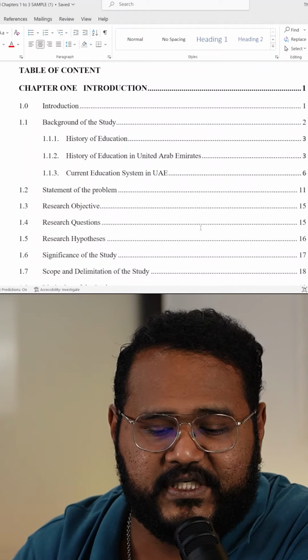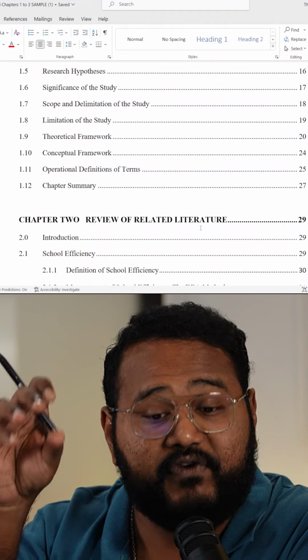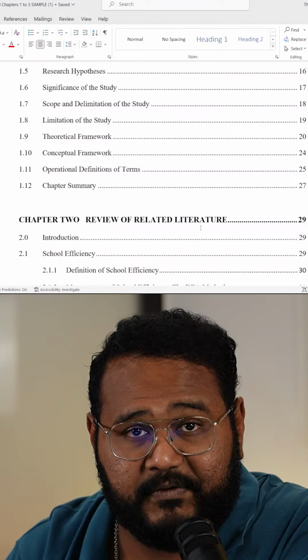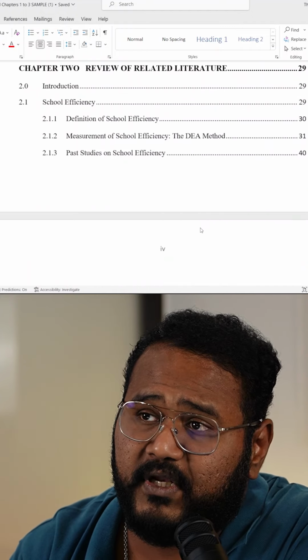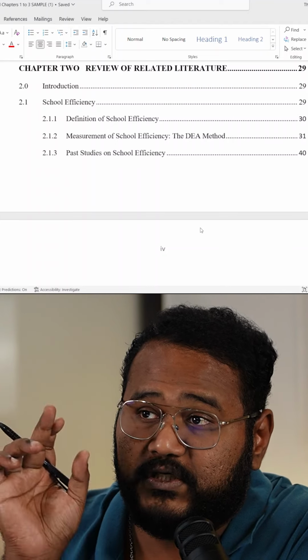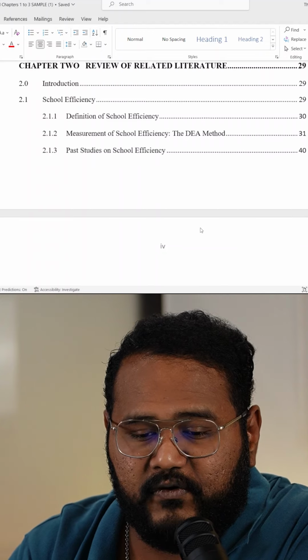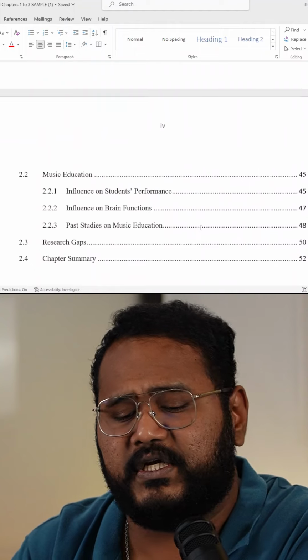Okay, if you cross this stage, then you will be going into the theoretical framework and conceptual framework, which can be placed within chapter 1, or you can also place it in chapter 2. Now chapter 2, we're going to deep dive into what you defined earlier as your RO and RQ, research objective and research questions.